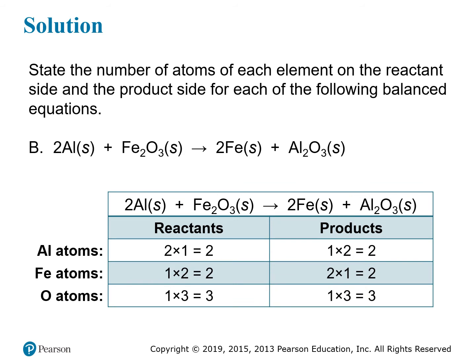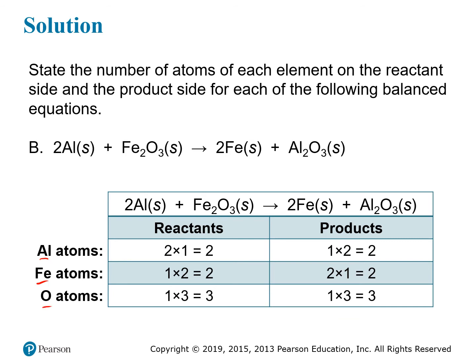Moving on to the next example, we have aluminum reacting with iron 3 oxide to produce iron and aluminum oxide. So the aluminum and the iron sort of switch places in this reaction. That'll be a common theme we'll see later on. So let's just go through and count up all of each type of atom here. In this case, we don't just have two elements, we actually have three elements. We have aluminum, we have iron, and we have oxygen.